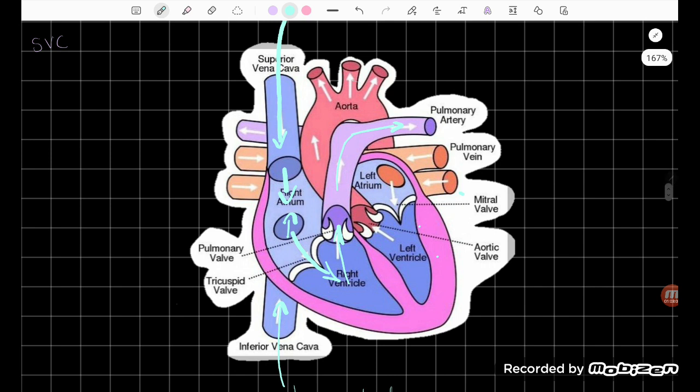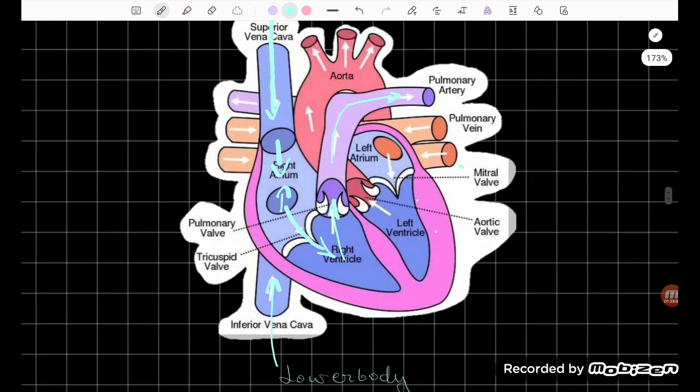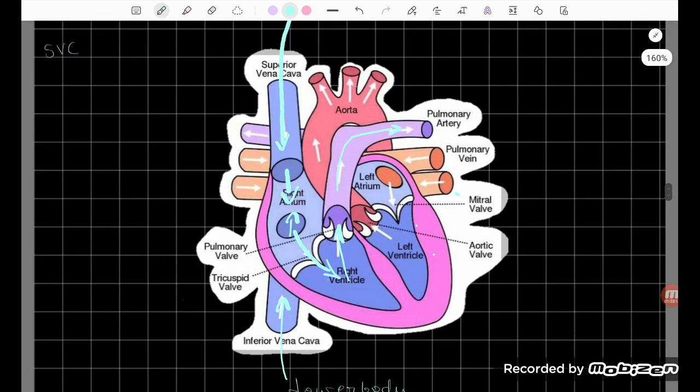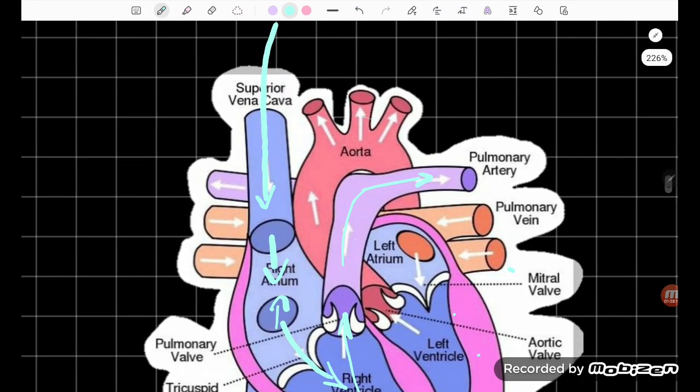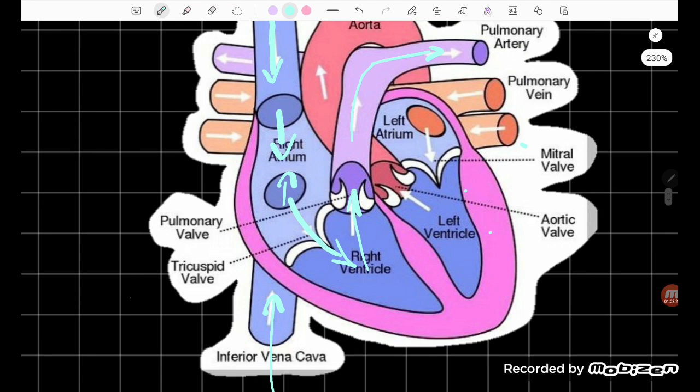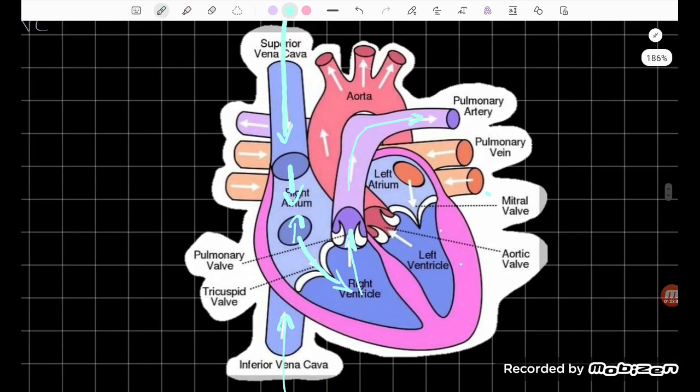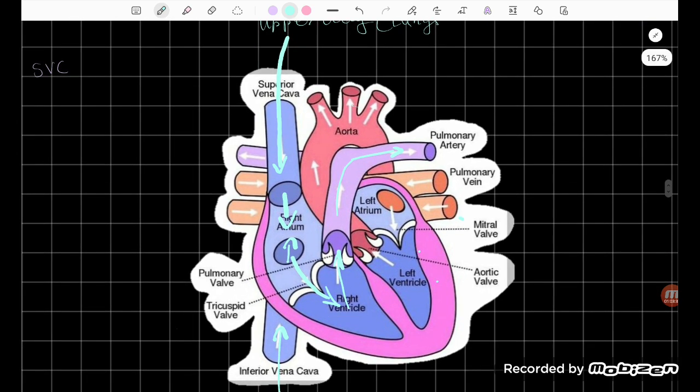So I should have explained the structures first. The heart is divided into four chambers. I'm sorry, I should have explained that first. But now you know the route, so I'm explaining it along with the route. We have the superior vena cava and the inferior vena cava. These are the two veins which bring the blood into the heart. So something to remember is veins bring the blood into the heart, arteries away from the heart. I'm gonna write that down afterwards here.